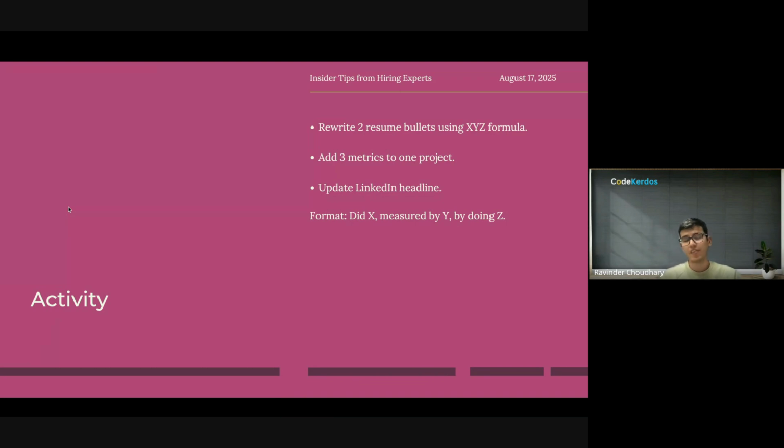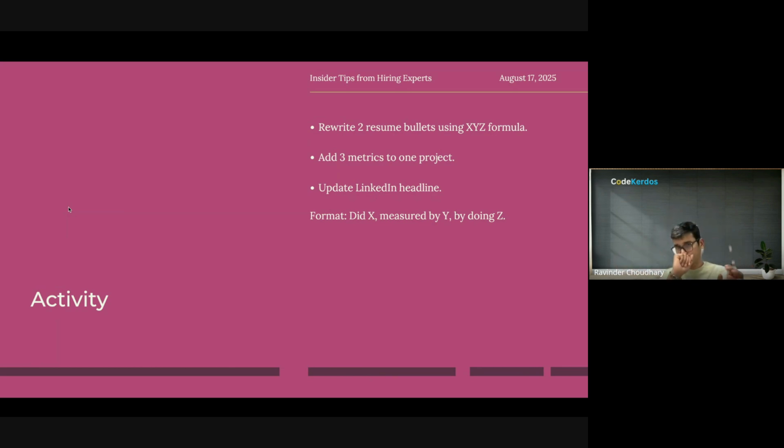If you do not have your resume created, then it's fine, don't worry about it. Pick out a project and you can follow that. What I want you all to do is create or rewrite basically 2 resume bullet points related to your projects using the XYZ formula. XYZ means I did X, measured by Y by doing Z.